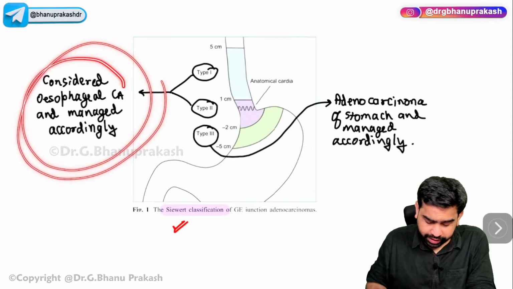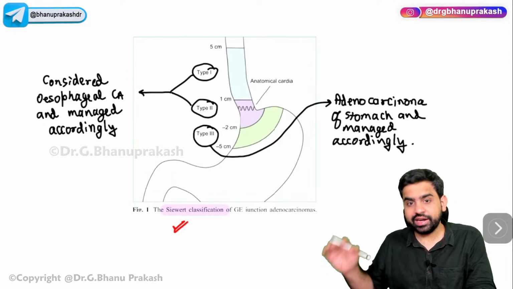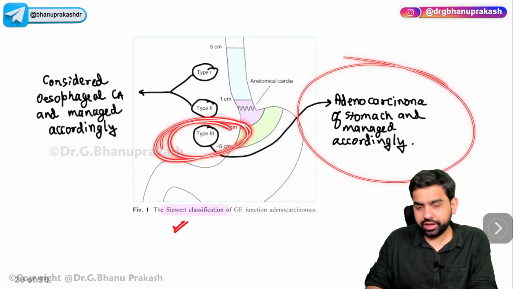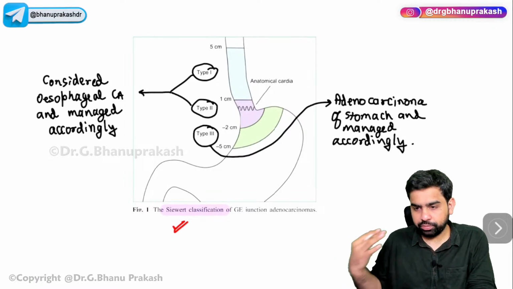Now what you need to understand is that if there is a Stewart's type 1 and type 2, they are treated like an esophageal cancer. But if there is a Stewart's type 3, this is treated as a gastric cancer. Okay, so this is adenocarcinoma treated as per gastric cancer.